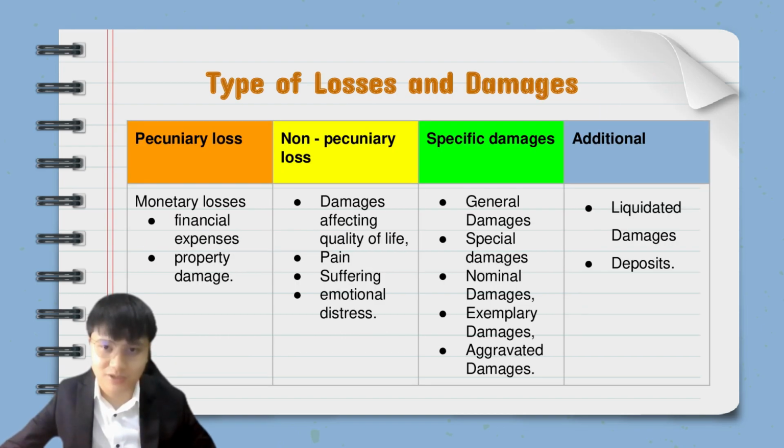Types of losses and damages include pecuniary loss, which are monetary losses, such as financial expenses or property damage; and non-pecuniary loss, which are damages affecting quality of life, like pain and suffering or emotional distress. Specific damages include general and special damages, nominal damages, exemplary damages, and aggravated damages. Additional types of damages are liquidated damages and deposits.